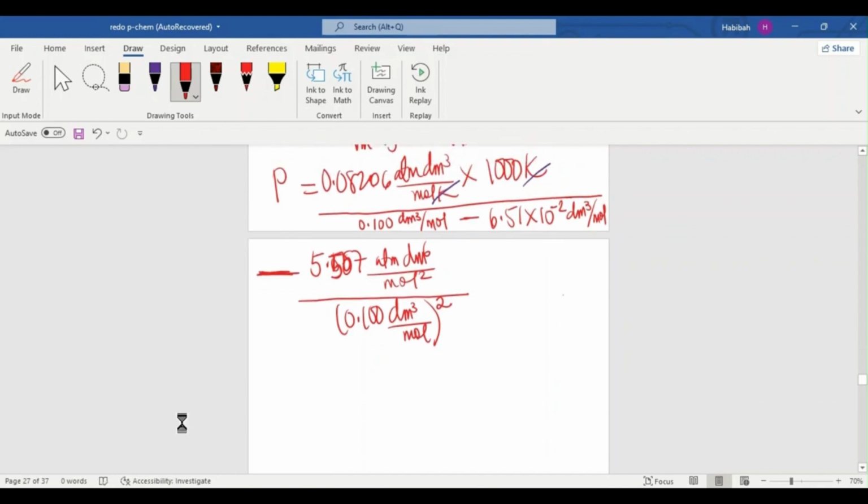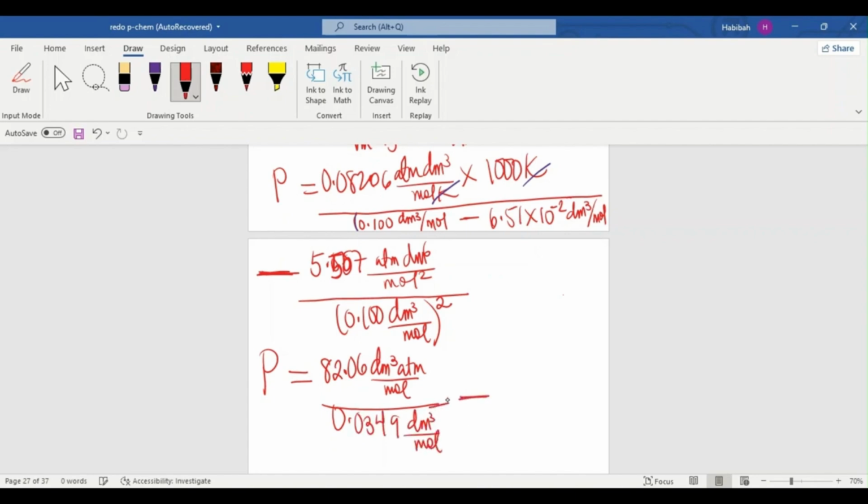So 0.08206 times 1000 Kelvin is just simply 82.06 dm cube atmosphere per mole, divided by, first of all, the denominator, which is just the subtraction of 0.100 minus 6.51 times 10 to the power of negative 2. So we're going to be focusing on the denominator. When you put this subtraction in your calculator, you end up getting 0.0349 dm cube per mole.